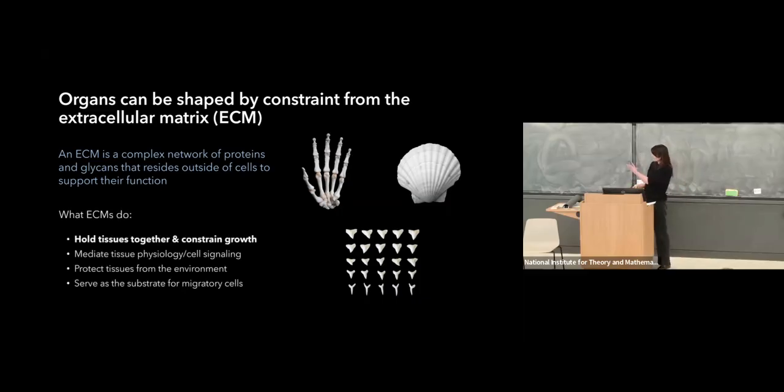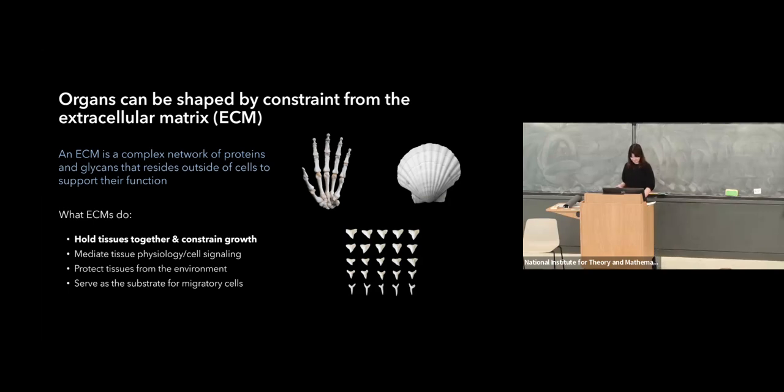ECMs have a ton of functions within our bodies. What I'm most interested in, as I mentioned, is how ECMs can hold tissues together and also constrain growth. Obviously, they can't squeeze themselves, but they can act as a wall for cells to butt up against. That is how ECMs contribute to morphogenesis. And they also have functions in physiology, cell signaling, and protecting tissues from the environment. So we've all got them.